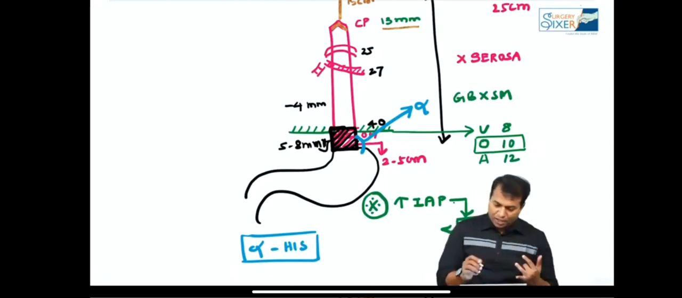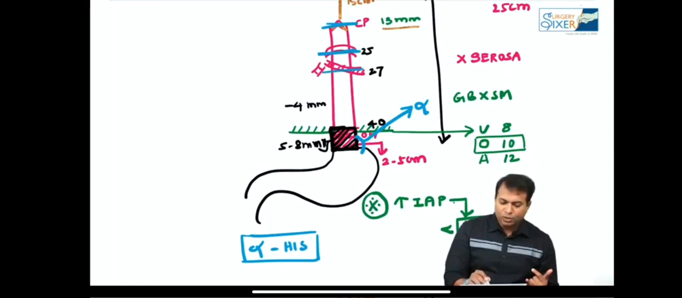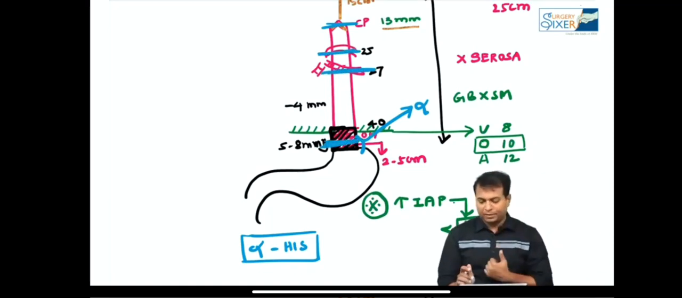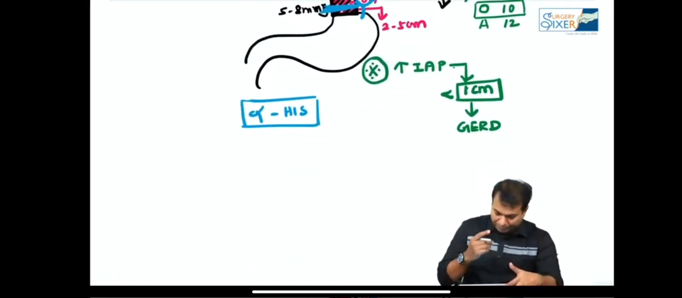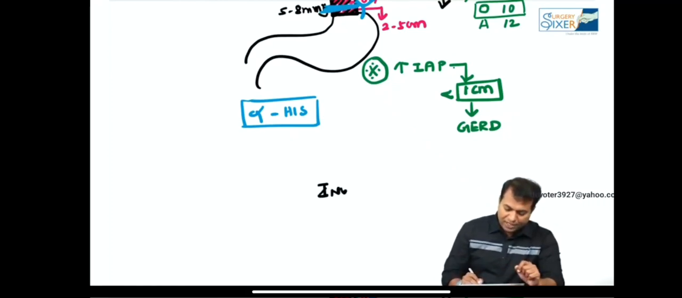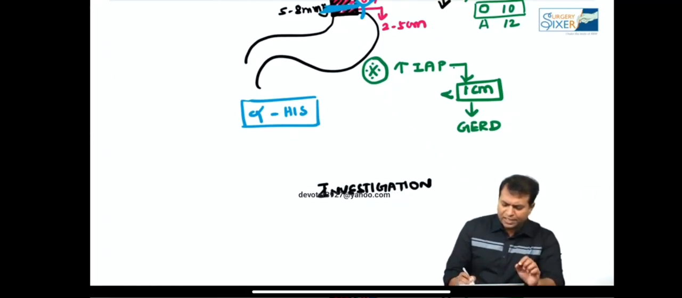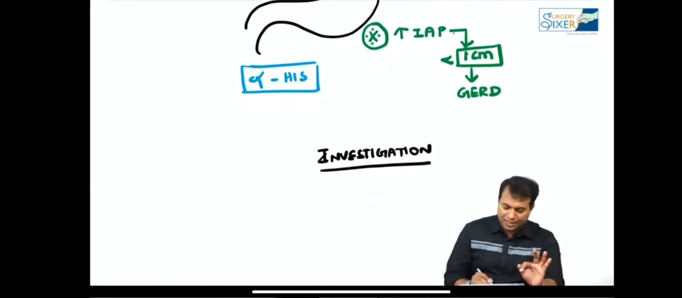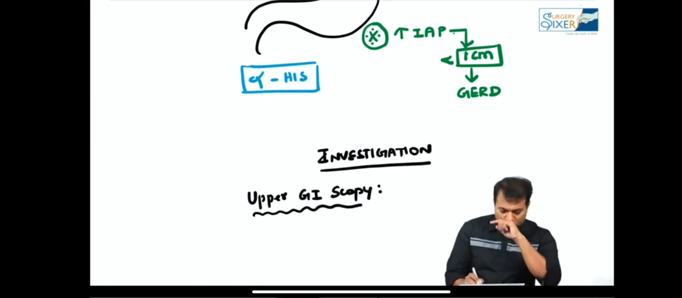The natural constrictions of the esophagus are at 15, 25, 27 and 40 centimeters on endoscopy from the incisor teeth. Please don't forget this point. Now coming to the investigations in the esophagus. What investigations do we do? The investigation to find any pathology in the esophagus is always upper GI endoscopy. Upper GI scopy is the investigation for most lesions in the esophagus.